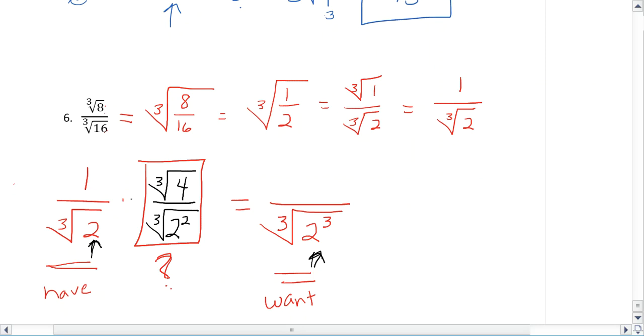So now multiply 1 times the cube root of 4 is just the cube root of 4. And the cube root of 2 times the cube root of 2 squared is the cube root of 2 to the third, which is exactly what I wanted. This is a perfect cube, and I can do that. So my final answer becomes the cube root of 4 all over 2.